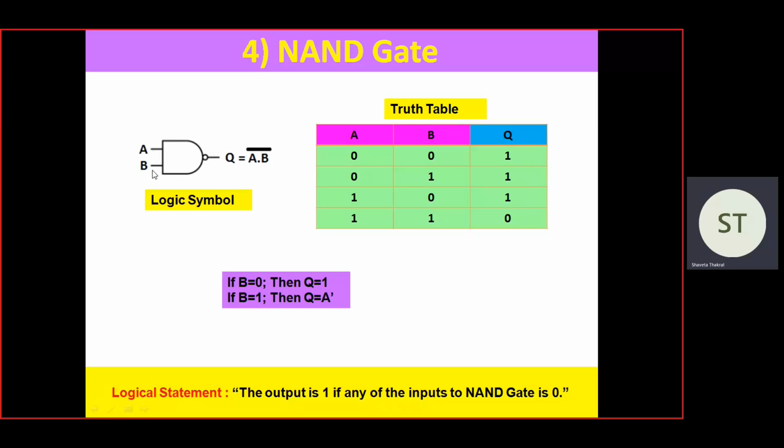And here A and B are inputs and Q is the output. So what is the Boolean expression of the NAND gate? The Boolean expression of the AND gate we have seen, that is A dot B.